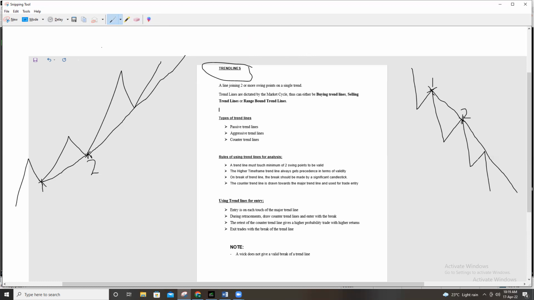Then there's the range bound trend line. Remember the market is mostly on a range. So range will be the sideways movement. So you want to draw your trend line at the top and at the bottom. So the market will be pushing to that point, back to the other point, back.